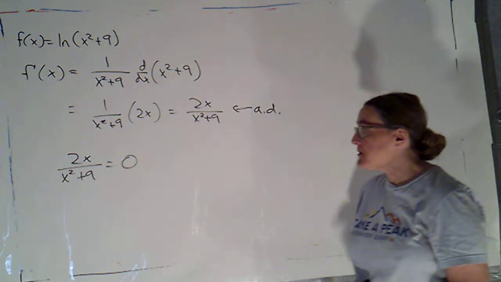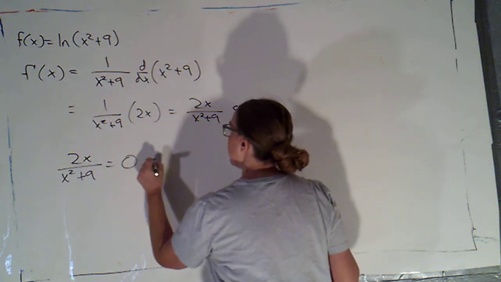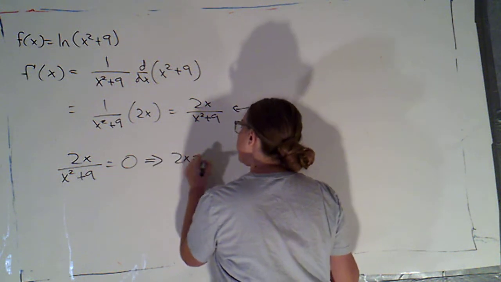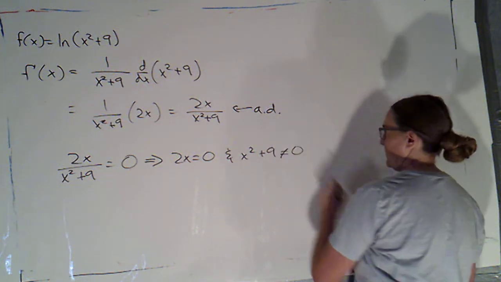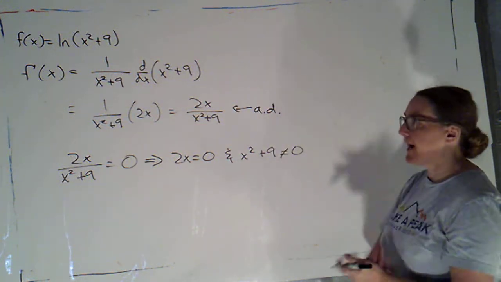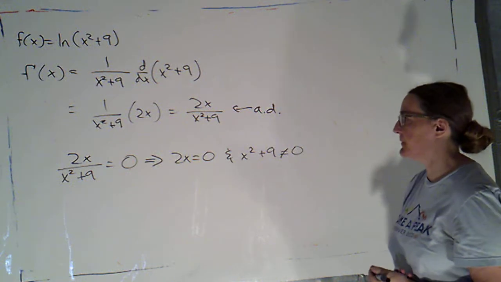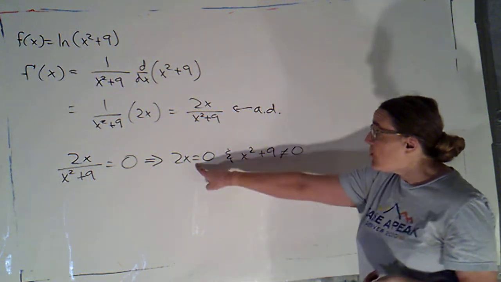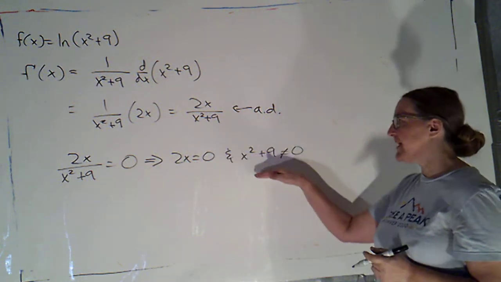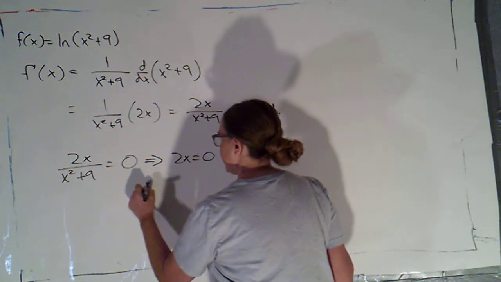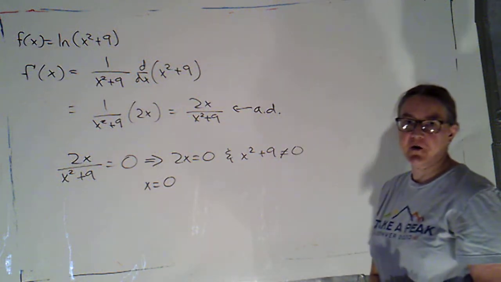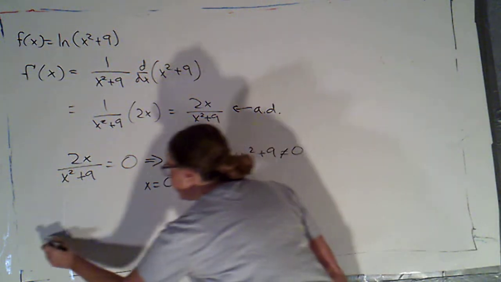Well, here I'm going to use the fact that a fraction is 0 provided that the top is 0 and the bottom is not 0. Of course, if the bottom was 0, it would be undefined. I would have already dealt with that, okay? But a fraction will be 0 if just the top is 0, provided I know that the bottom isn't. Now that becomes a whole lot easier. That just means that x is equal to 0. So I've got one critical number.